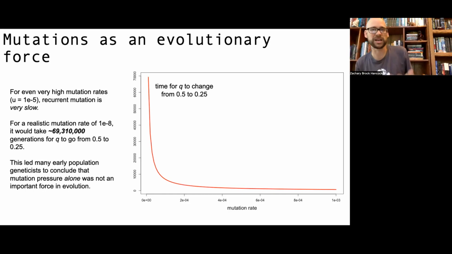Now, obviously, this led many early population geneticists to conclude that mutation pressure alone was not an important force in changing allele frequencies in populations, right? Because the rate of change is so small that the pressure it's applying must be virtually negligible.